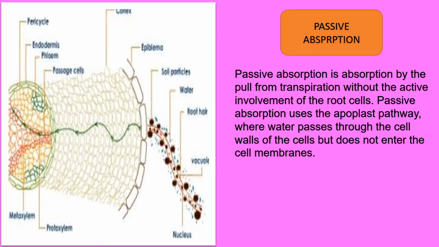Another type of absorption of water in case of plant is passive absorption. Passive absorption is absorption by the pull from transpiration without the active involvement of the root cells. If you see the diagram carefully, you will understand the process. Passive absorption uses the apoplast pathway, where water passes through the cell walls of the cells but doesn't enter the cell membrane. You can see it clearly, it has been shown in the diagram.